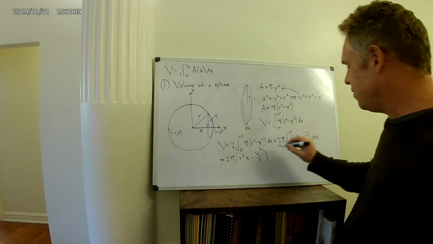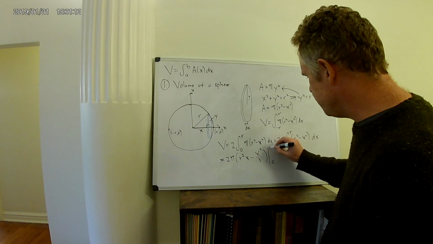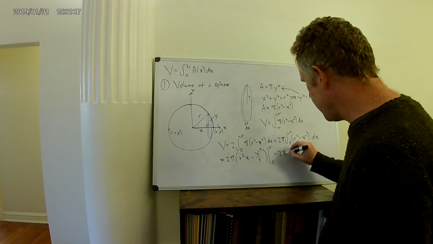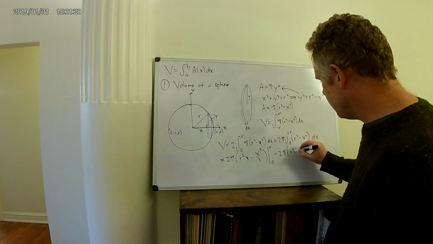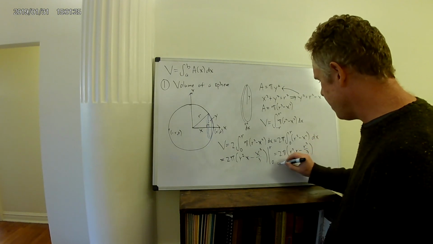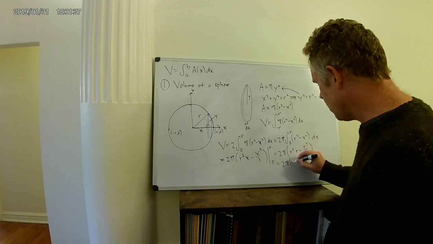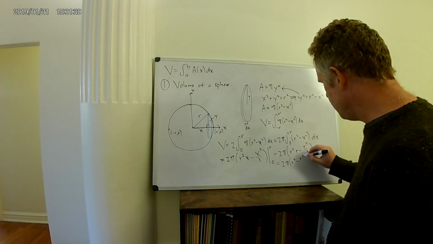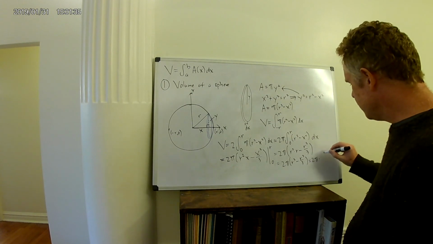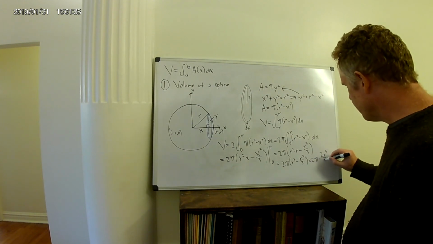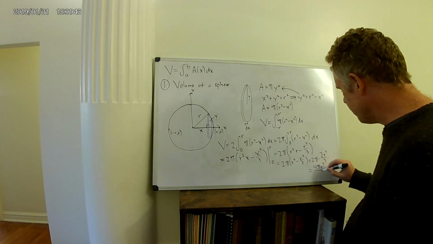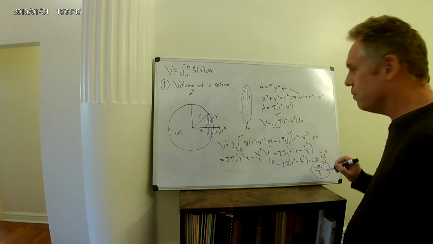Again, r squared is a constant, and this is evaluated from 0 to r. So I'm going to plug in these integration limits, and now I get 2 pi times r squared times r minus r cubed over 3. Let's simplify this. This is 2 pi times r cubed minus r cubed over 3. Well, this is simply equal to 2 pi times 2r cubed over 3, which is equal to 4 pi r cubed over 3. And that is the volume of this sphere.